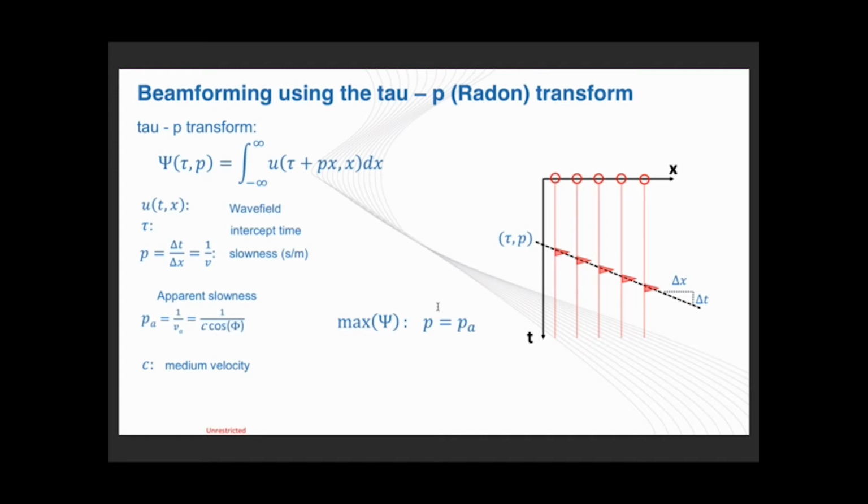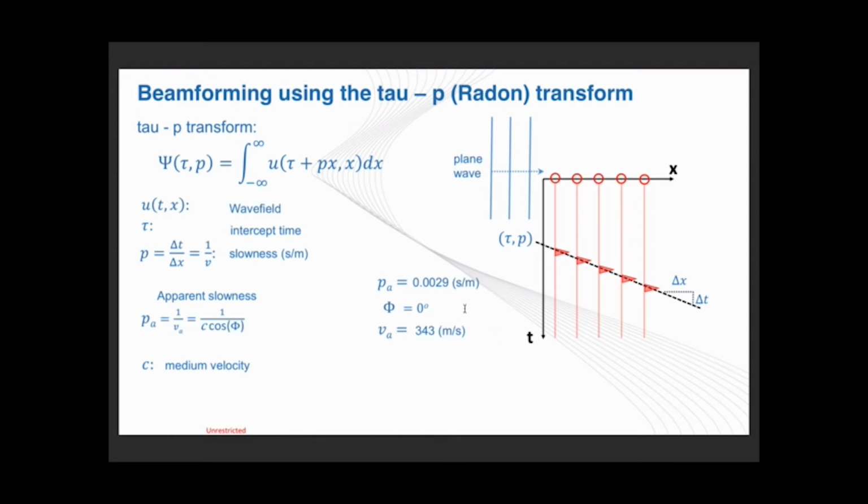The tau-p operator will produce a maximum if we sum along the apparent slowness in the data, as is shown over here. If we know the medium velocity, which we do for air, then we can deduce the angle of incidence from the measured slowness. For example, consider a plane wave propagating parallel to the array axis. Applying the tau-p transform, we would measure the maximum possible slowness, which is equal to the medium slowness of 0.0029 seconds per meter, the inverse of medium velocity in air.